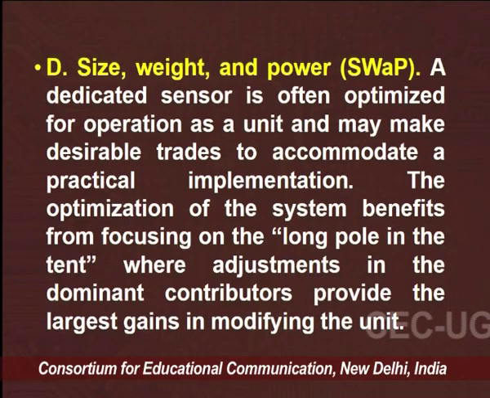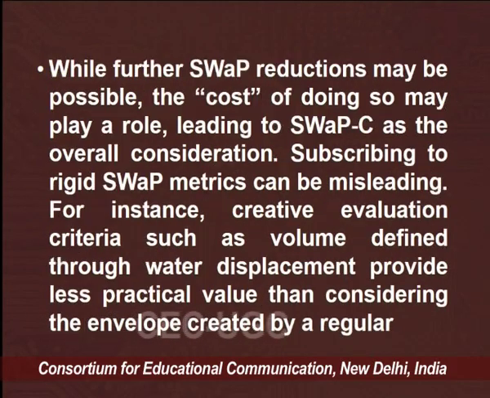where adjustment in the dominant contributors provides the largest gain in modifying the unit, which can be used or modified in any device. While further SWaP reductions may be possible, the cost of doing so may play a role, leading to SWaP-C as an overall consideration. So cost is another point, as the size reduces, the cost is also considered.